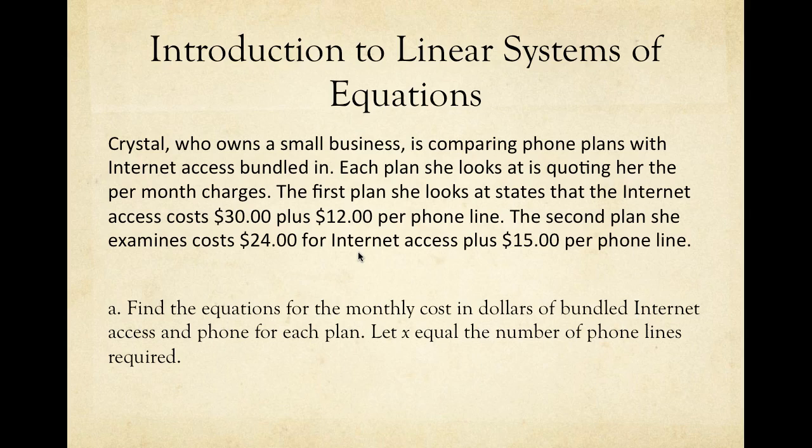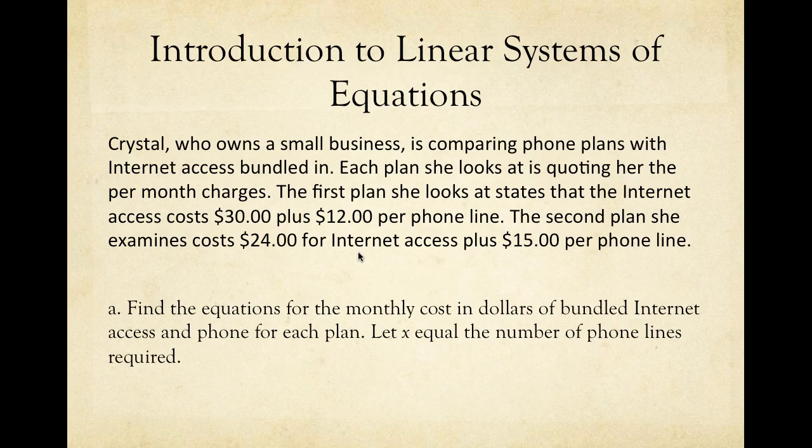So now let's get into a word problem so we can see how system of equations actually work. Crystal, who owns a small business, is comparing phone plans with internet access bundled in. Each plan she looks at is quoting her the per month charges. The first plan she looks at states that the internet access costs $30 plus $12 per line. The second plan she examines costs $24 for internet access plus $15 per line.